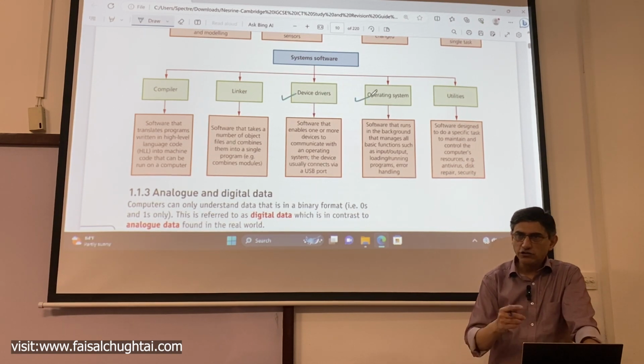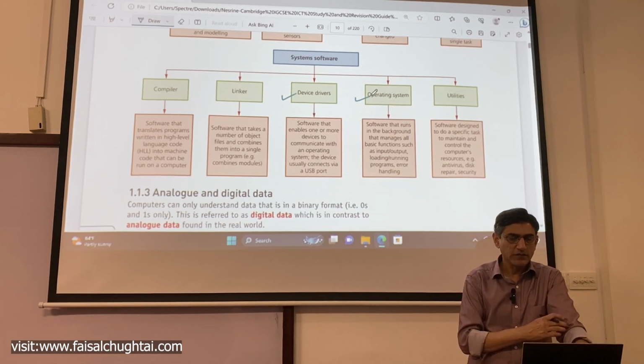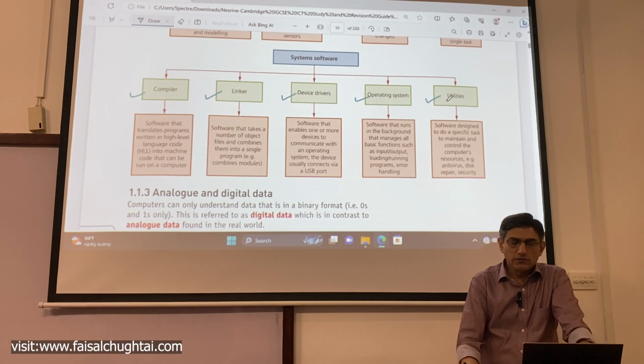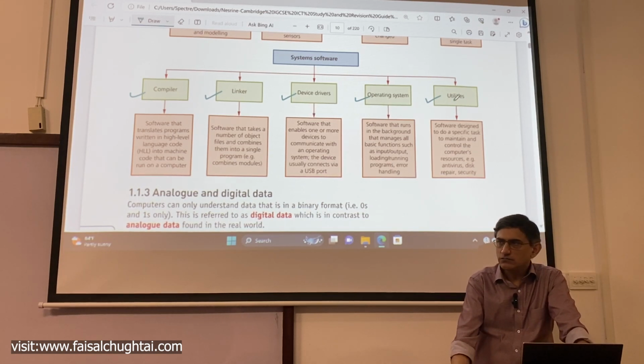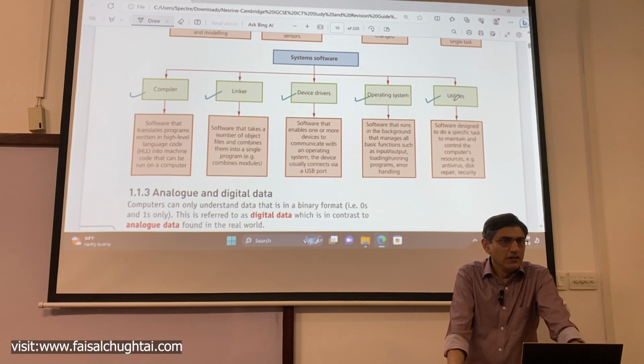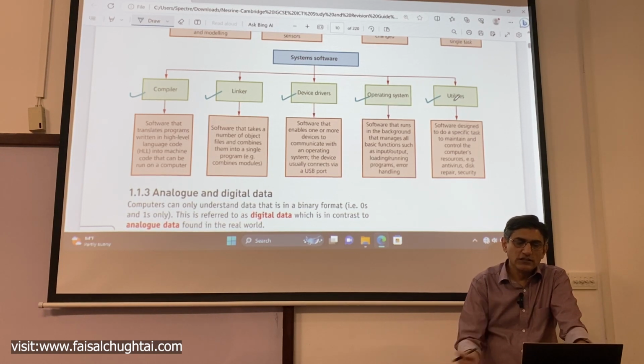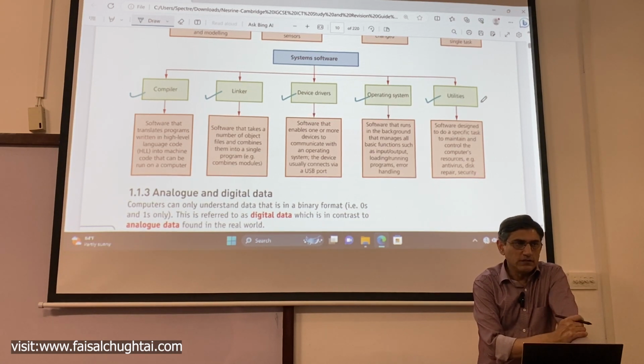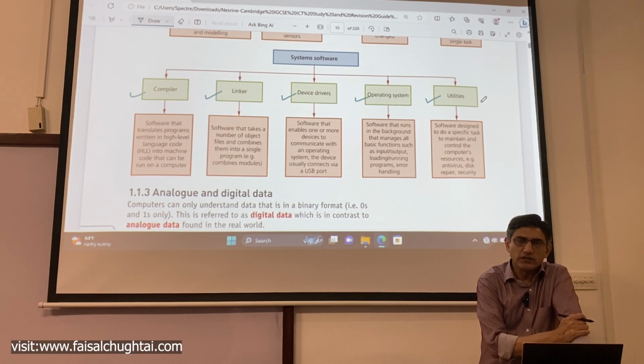All right. So continuing from this point onwards, the examples that we have to discuss today are utilities, linkers, and compilers. So let's start from utilities. What are utilities? You might have heard this term in your everyday life, utility or utilities. Now, what are utilities in context of software or system software?